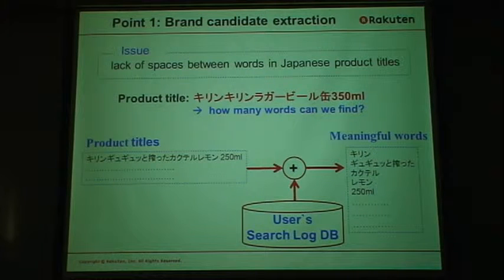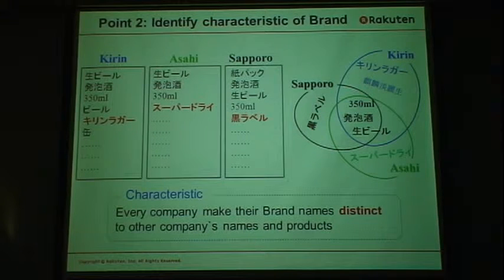So our idea was to use the search log database, because it's based on the knowledge that when a user goes to Ichiba and wants to find a product, he will type the brand name to search for the product. So a simple matching between product title and search log could successfully extract the meaningful words from the title. And with that point number 1, we could extract the word candidates for each company like this: Kirin, Asahi, Sapporo. We have a lot of word candidates.